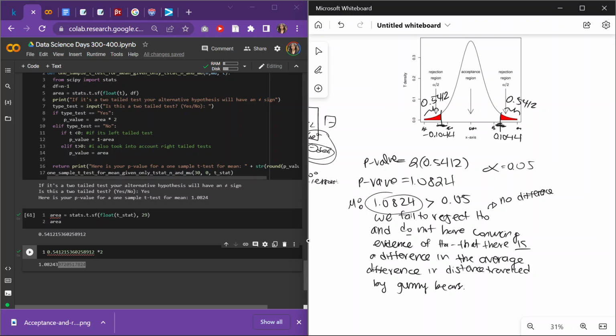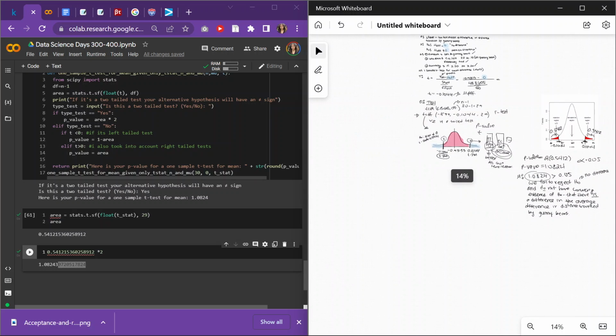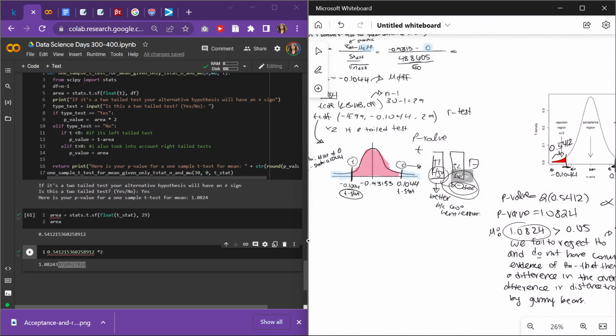But where does a t-test, okay. But if I just had the t-test, what could conclusions, what is that? I know it's not the actual true mean difference of distance traveled by gummy bears, but what is it? Like, essentially, what is it?